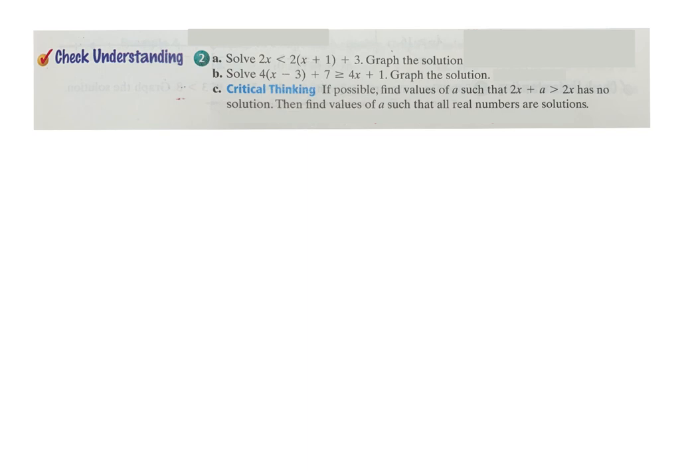All right, and then what about C? If possible, find values of A such that 2A plus A is greater than X has no solutions, and then has all real numbers as solutions. What would you have to do there? So for the first part, you could say for all A that are less than or equal to 0, right? 0 makes it untrue, and anything less than 0 makes it untrue. So then what would make it all real numbers? Yeah, so anything greater than or equal to. Actually, you don't have to say greater than or equal to there. You could just say greater than 0. And that would be all real numbers.